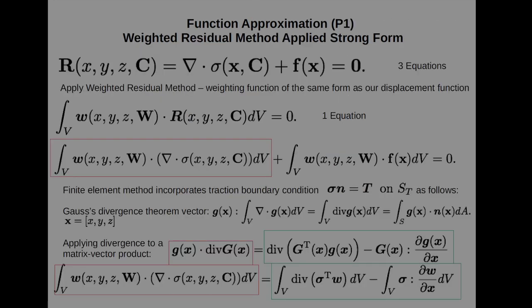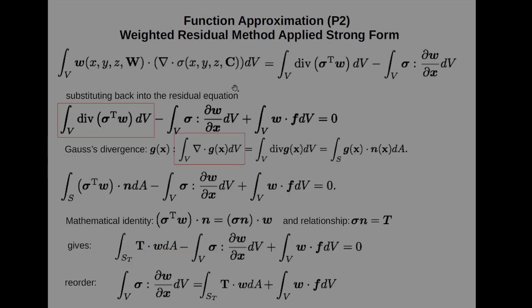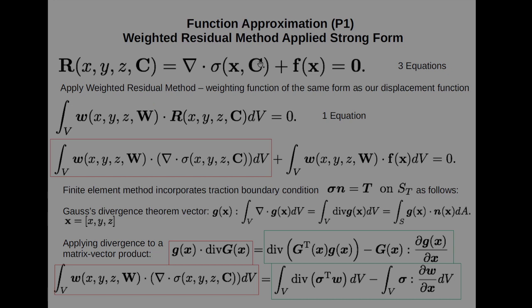Let's apply now the weighted residual method to the strong form. Here is the residual, three equations that I have, spatial functions of x, y, and z. Capital C is essentially the coefficients that dictate what's going on. How do they dictate it? Imagine these coefficients C define my displacement field. If I choose different C's, I manipulate my displacement field to be something different. I haven't talked about how they look, but conceptually you can imagine it.